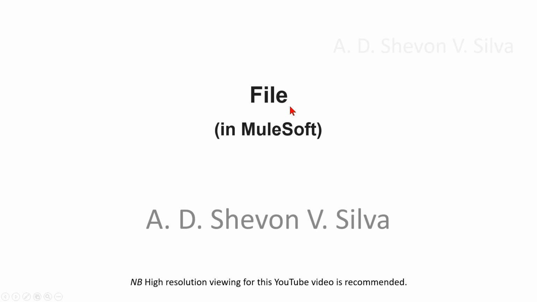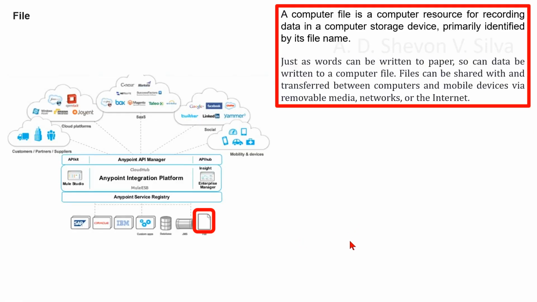File in MuleSoft. Now we are focusing on file. A computer file is a computer resource for recording data in a computer storage device, primarily identified by its file name. Just as words can be written to a paper, so can data be written to computer files. Files can be shared with and transferred between computers and mobile devices via removable media, networks, or internet.